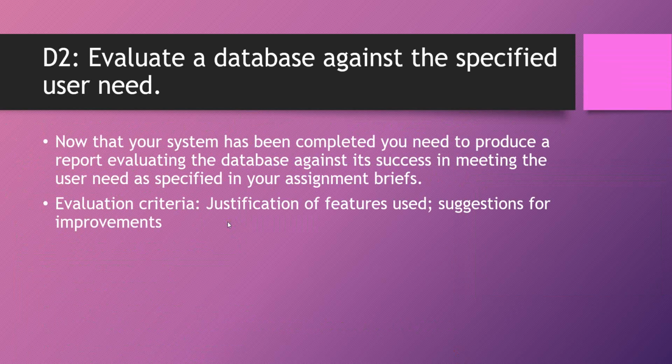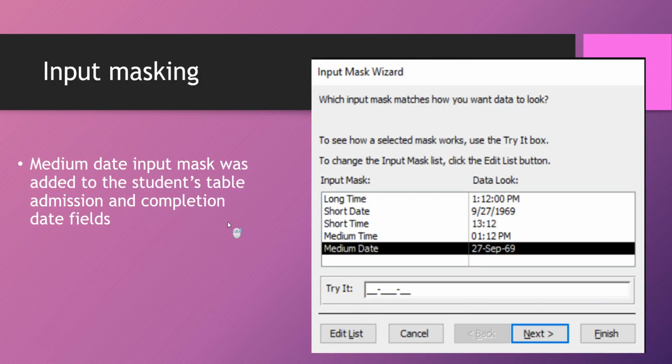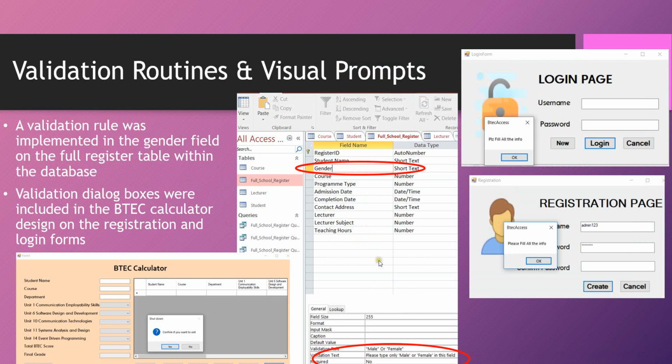So for this one, for D2, for validation routine, the first thing is this. You just provide screenshots and just say what the screenshots are showing. So validation dialog boxes were included in the BTEC calculator design. This is a validation just to confirm if you've done something correctly or incorrectly.